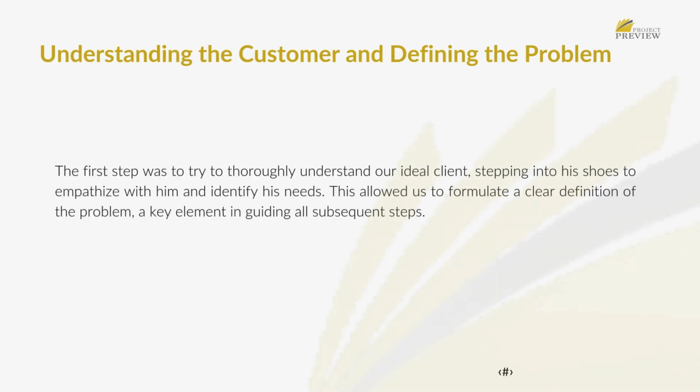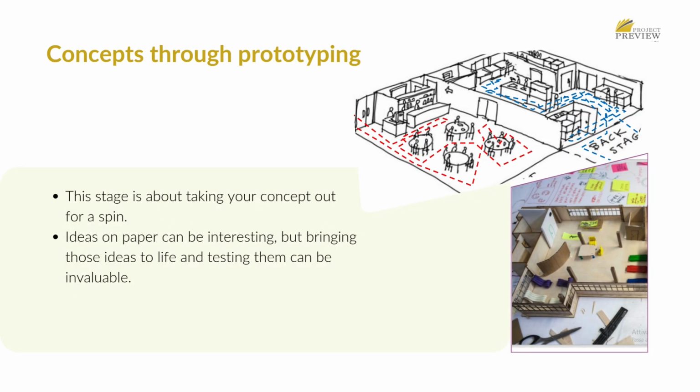The first step in the process was to really understand our ideal client, putting ourselves in their shoes to empathize with their experiences and identify their needs. This deep understanding allowed us to create a clear definition of the problem, which becomes a crucial guide for everything that comes next. This stage is all about taking your concept out for a spin. While ideas on paper can be exciting, it's when you bring them to life and start testing them that the real value emerges. This hands-on approach lets you uncover insights and refine your concept in ways that theory alone can't achieve.